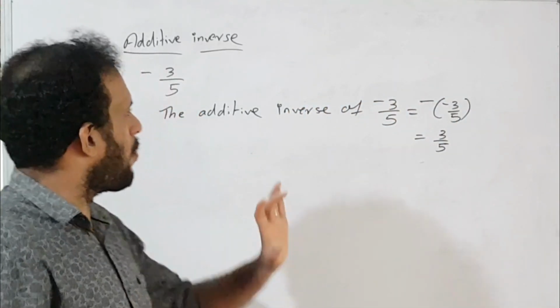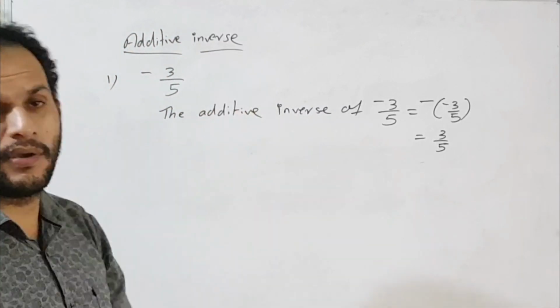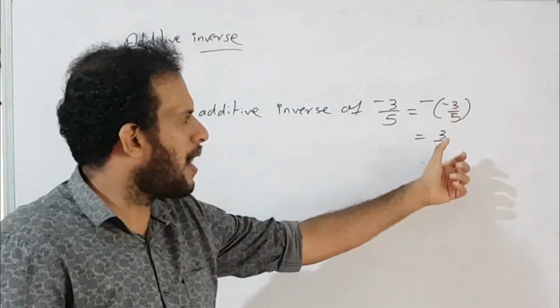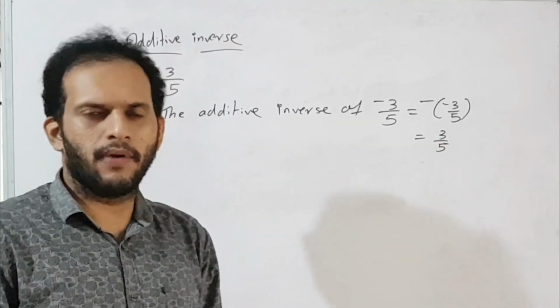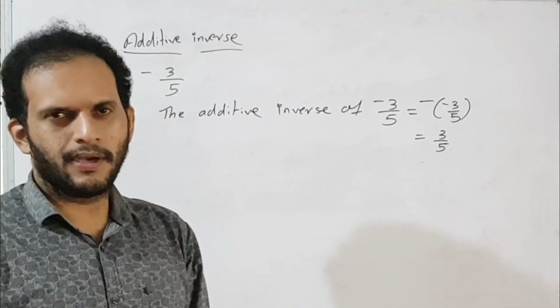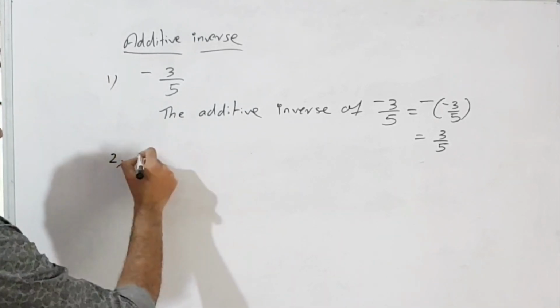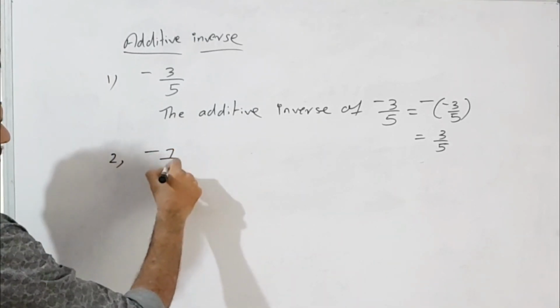Then what is the answer? We know what is the answer of minus 3 by 5. The additive inverse, what is that? 3 by 5. That means minus of minus 3 by 5 is equal to 3 by 5. Okay, then what is the additive inverse of minus 7 by 6?